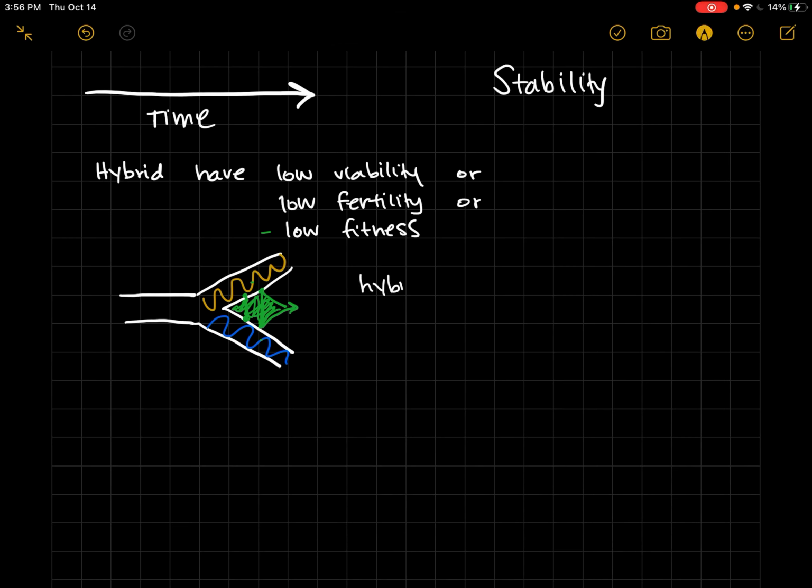So hybrid abundance. Maybe I should say abundance of hybrids. There we go. Abundance of hybrids declines. And these two species stop mating, and that's due to reinforcement.